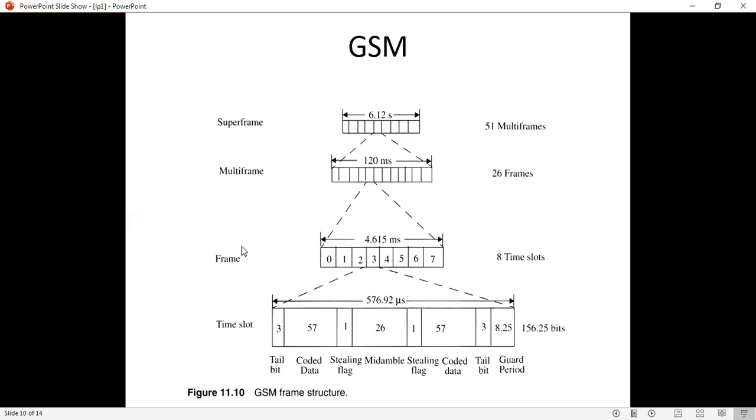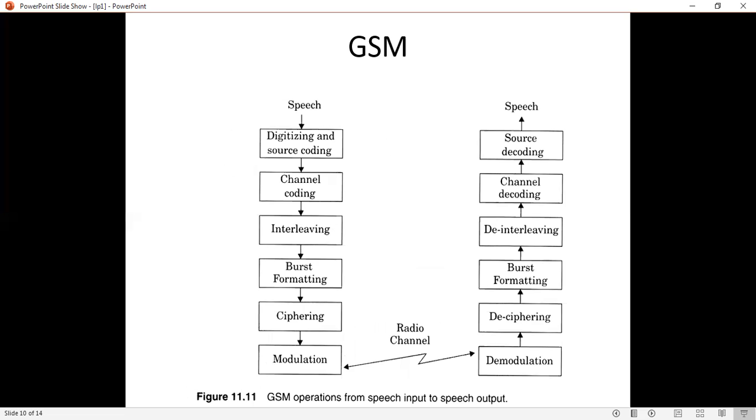One frame like this, if 26 frames are grouped, is called a multi-frame, which has a duration of 120 milliseconds. Likewise, 51 multi-frames will be grouped together to form a superframe, which is 6.12 seconds. Okay, so this is the general GSM frame architecture. So with all these fundamentals, all these functional blocks and the frame structure, now we'll see how a speech signal is processed in a GSM architecture.